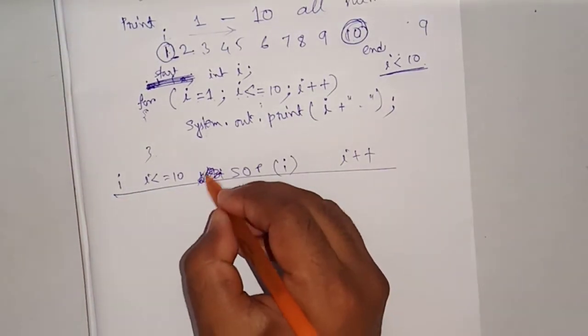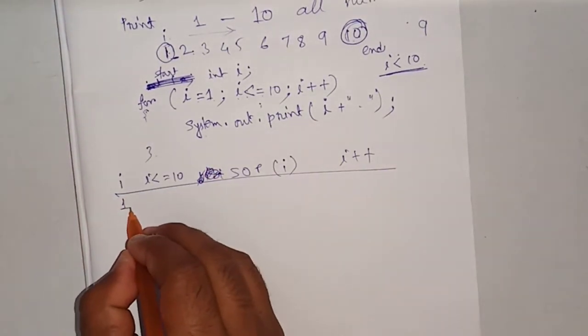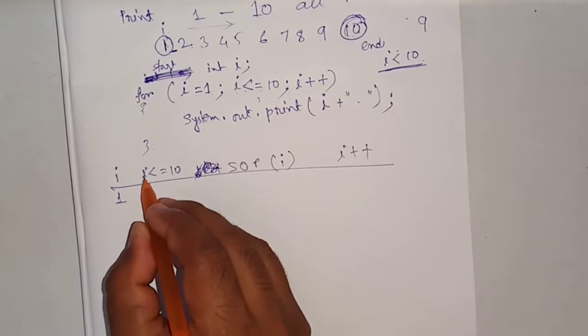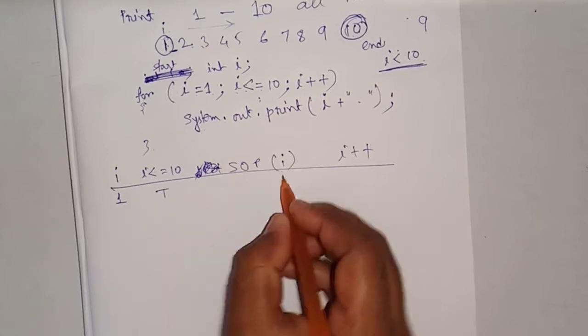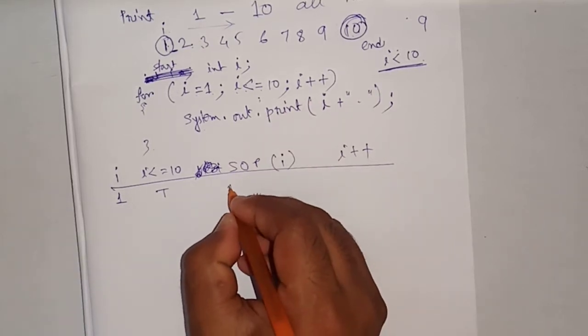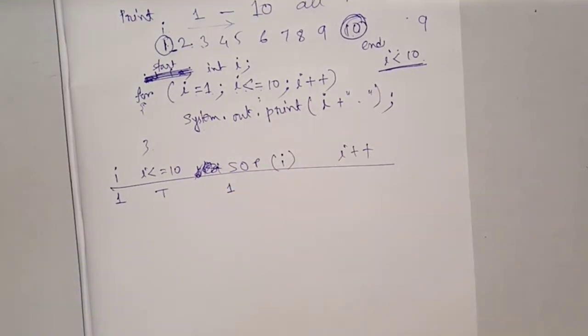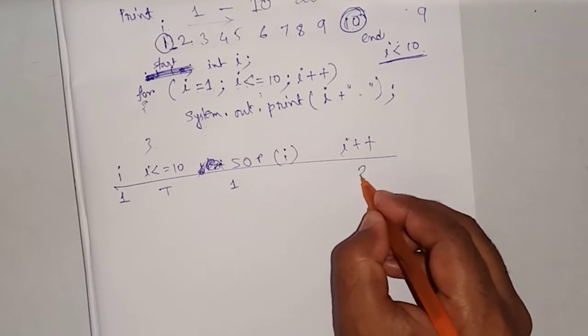How do we calculate? The starting value of I is 1. Now we check whether I is less than or equal to 10 or not. This is true. Once true, we print the value of I, which is 1, and the value of I changes to 2.